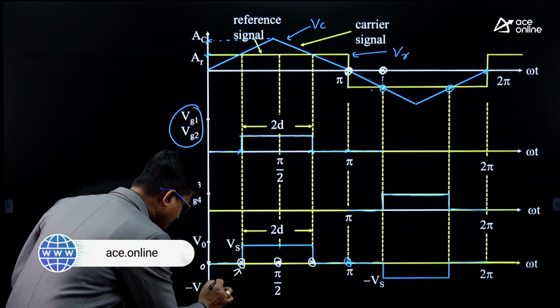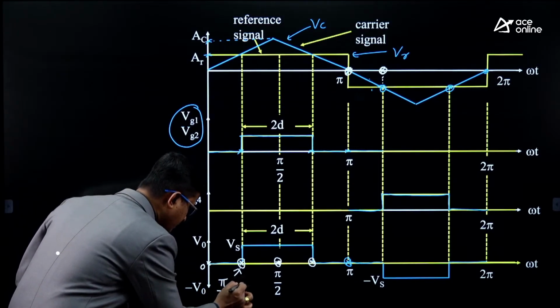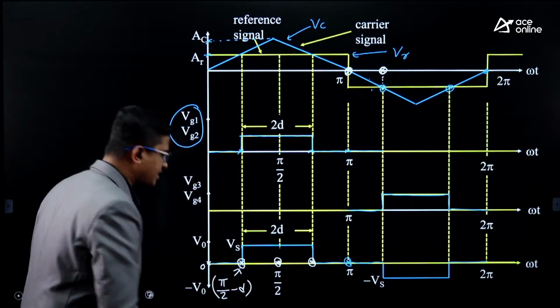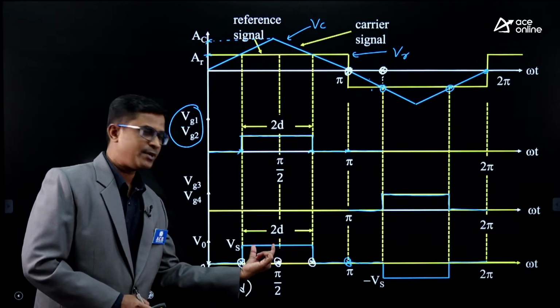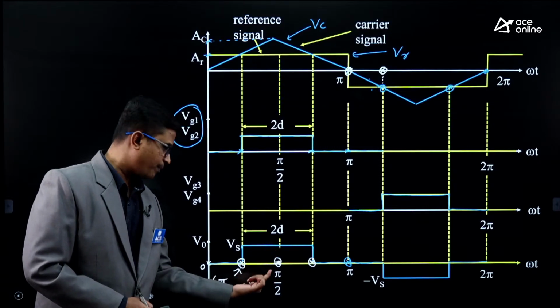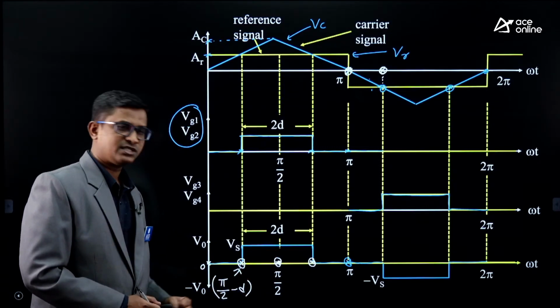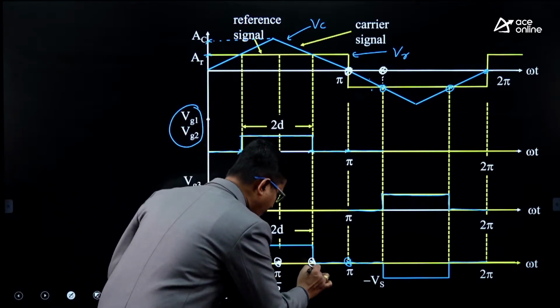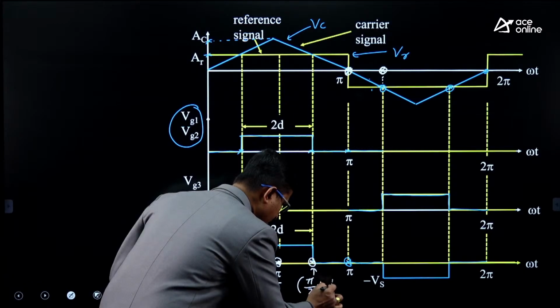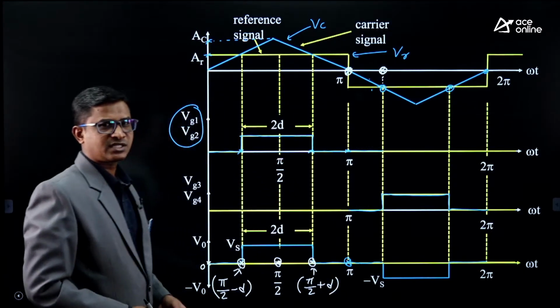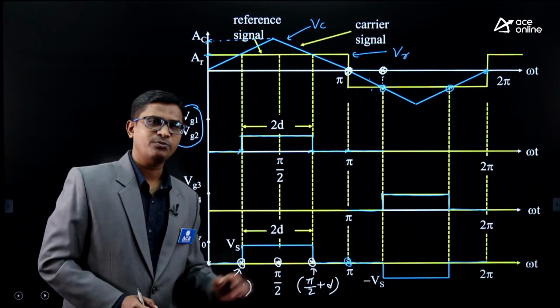So I can write it as pi by 2 minus D. Is this clear? This total is pi by 2. This is 2D. 50% of the 2D is D. So pi by 2 minus D means this instant. Similarly, can we write this point is pi by 2 plus D? Pi by 2 plus D. Is this clear? Pi by 2 minus D, pi by 2 plus D.